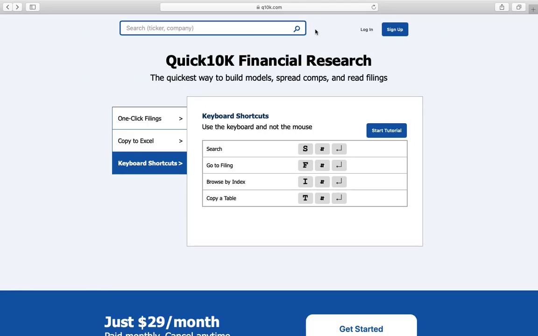So I found this website called 10q.com, and it easily pulls up all the financial information of all the publicly traded companies in the US. So all the quarterly and annual reports can be found here very easily, and I'll show you how it works.